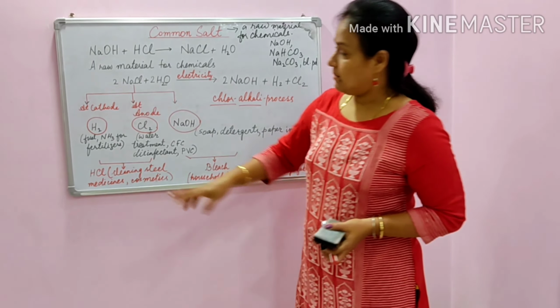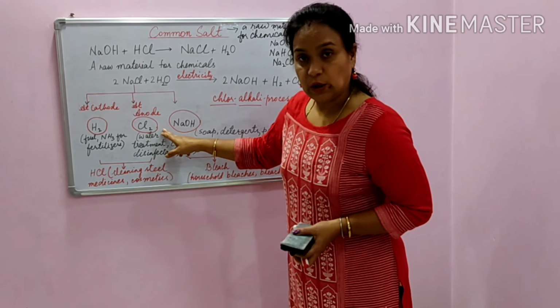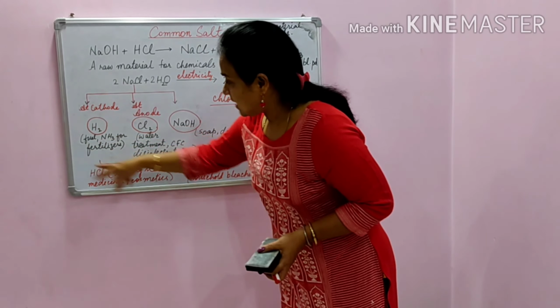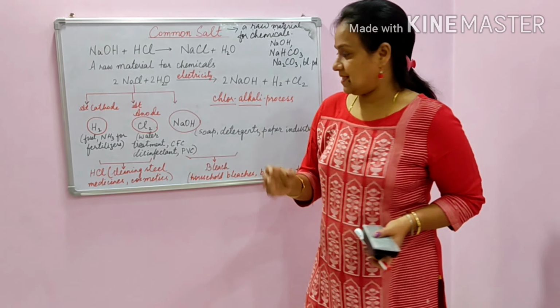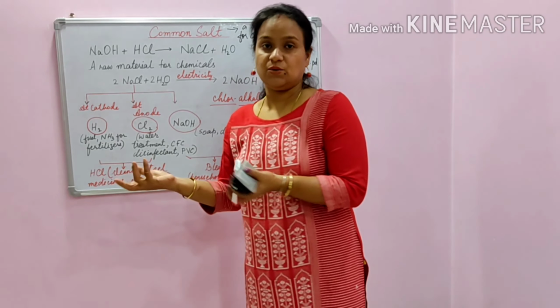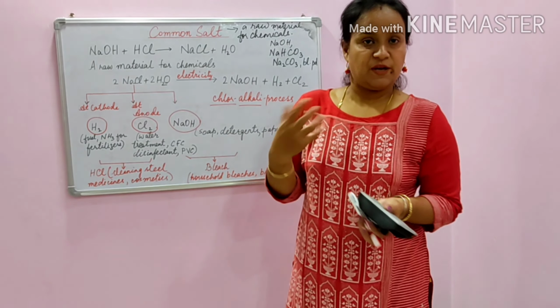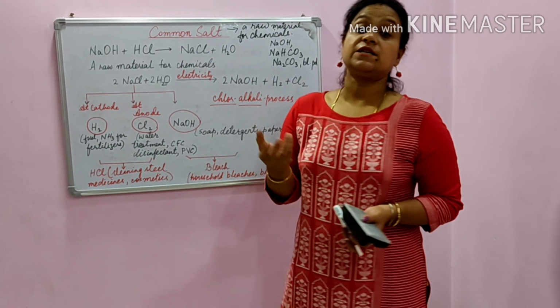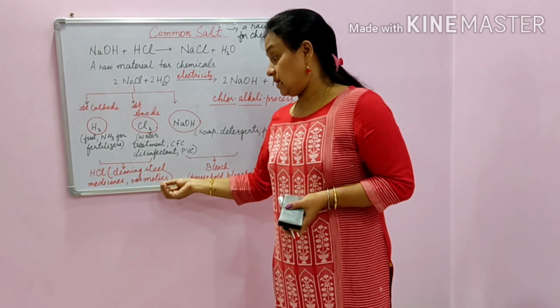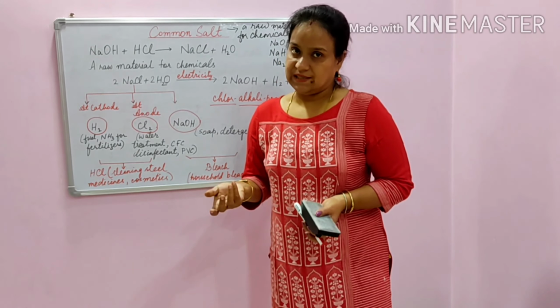Now, at the same time, if we combine hydrogen and chlorine, we get HCl, hydrochloric acid. And this hydrochloric acid is used as an acid. It has many different uses. It is used in cleaning steel, it is used in medicines, it is used in cosmetics, etc.